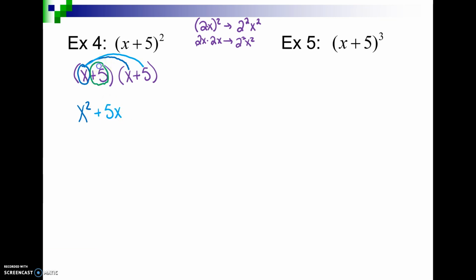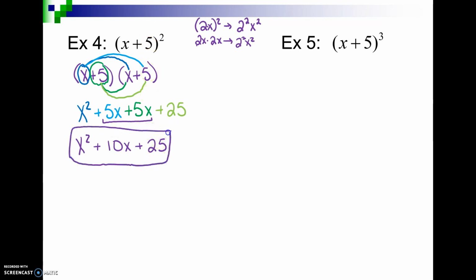Then we distribute the 5. 5 times x is 5x, and 5 times 5 is 25. Now we combine our like terms. X squared has no like terms. 5x and 5x, that becomes 10x, and then we have our 25. Now the trick here is the first term, square it, you got x squared. Multiply these terms together, 5 times x, and then multiply by 2, 10x, that's your middle term. The second term squared, 25. So there is a trick that allows you to multiply this out faster, but if you don't remember the trick, that's totally fine. Write the two binomials and multiply it out.